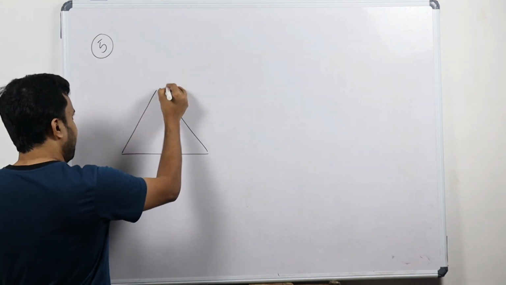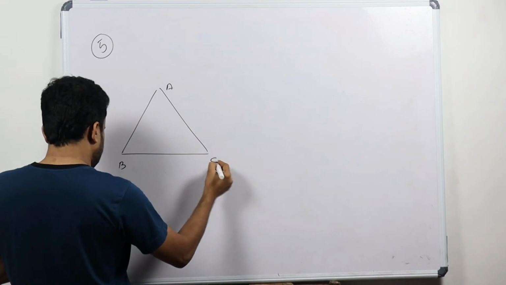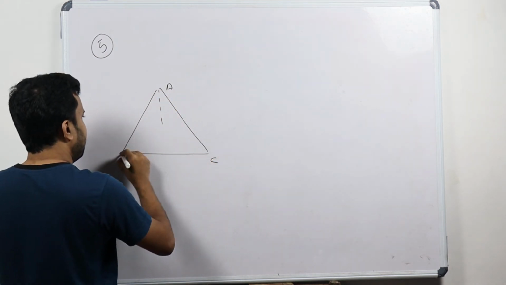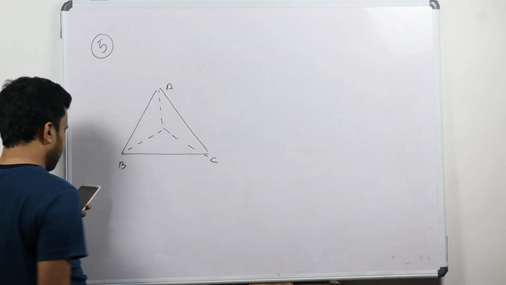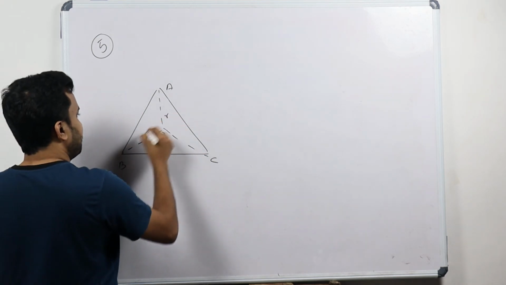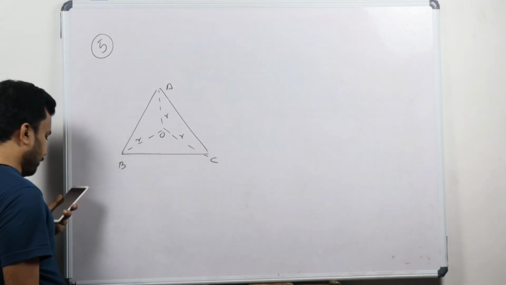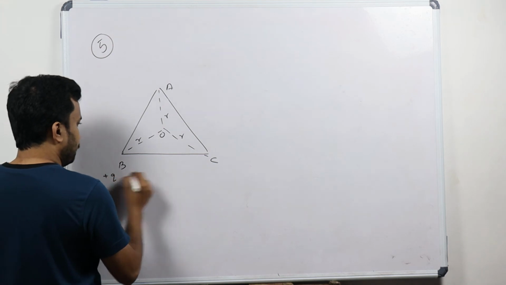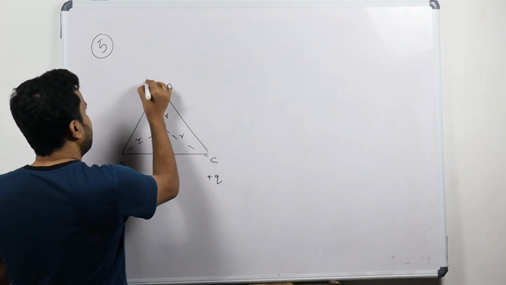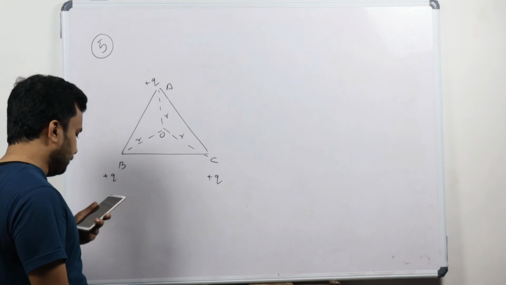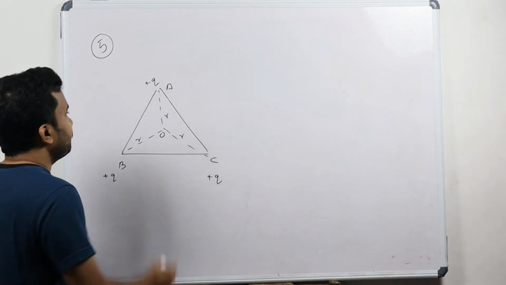So we have A here, B here and C here. And at the centroid, point O will be there, which is at a distance of R meter away from each of the corners. We have placed plus Q, plus Q, plus Q. All charges are placed here. What is the electric field intensity here?